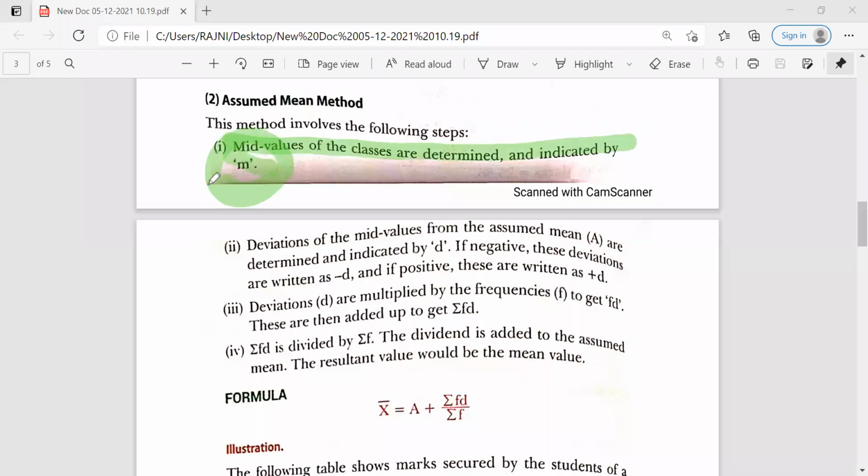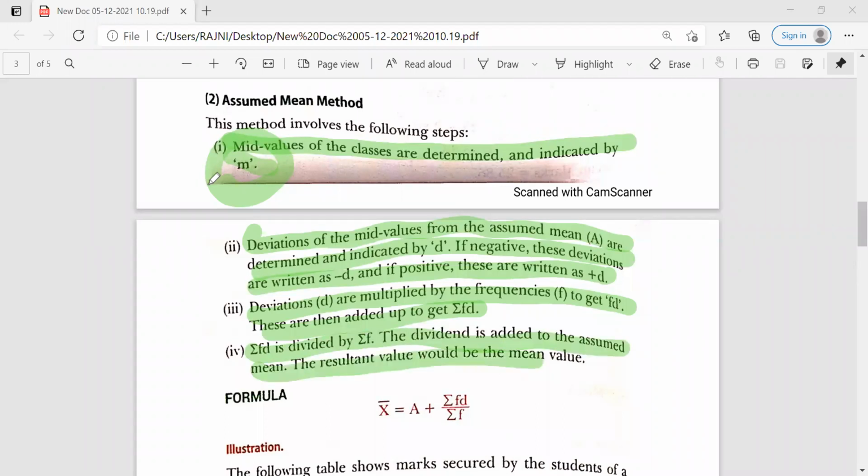After that, similar to the step in the discrete series, deviations will be found out from the assumed mean. It means D will be there. Then the third step, D will be multiplied by the frequency F. Sum of FD will be calculated. Then sum of FD will be divided by the sum of F. It means the things are simple.